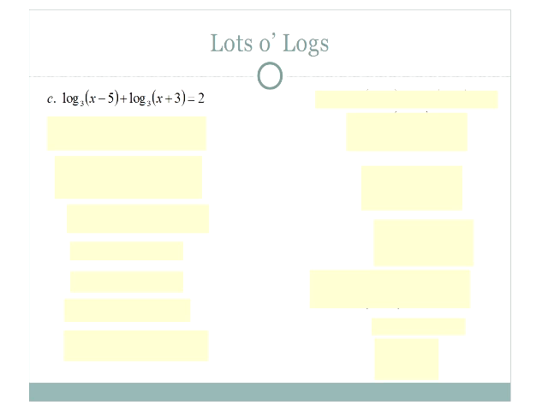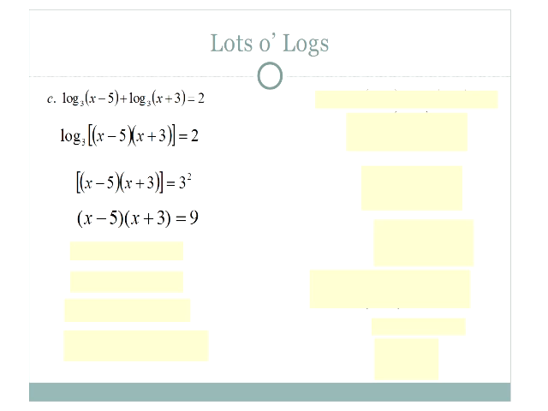Here's another example of the quadratic within the log function. Again, on the left-hand side, I have the addition of logs with the same base, so I can keep the log of the base and multiply the arguments. And I can change that into exponential form. That's 3 squared equals x minus 5 times x plus 3. Now I can multiply this out.